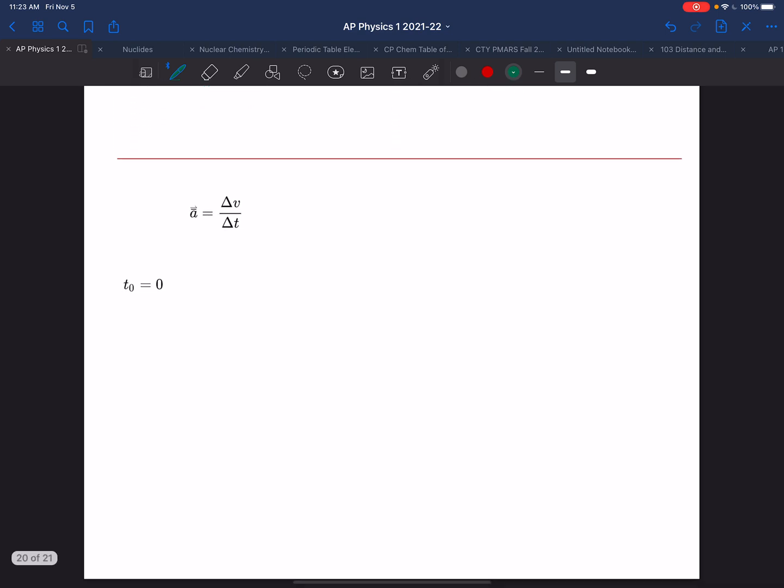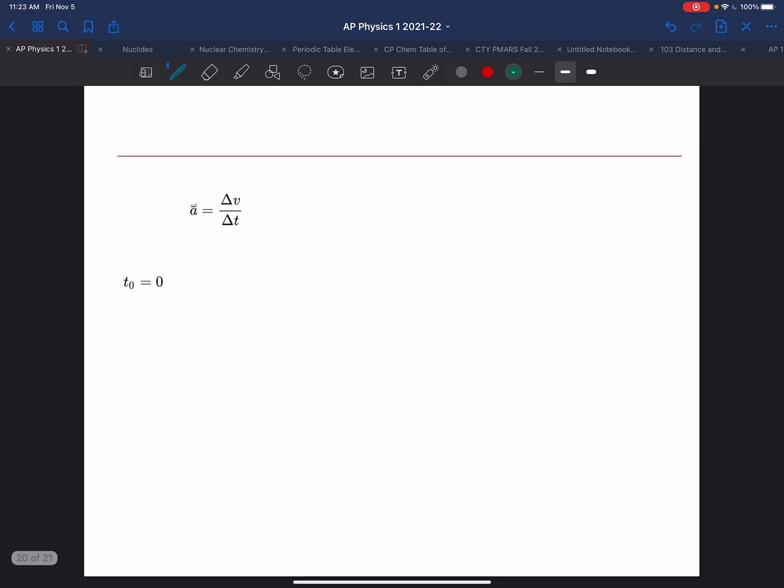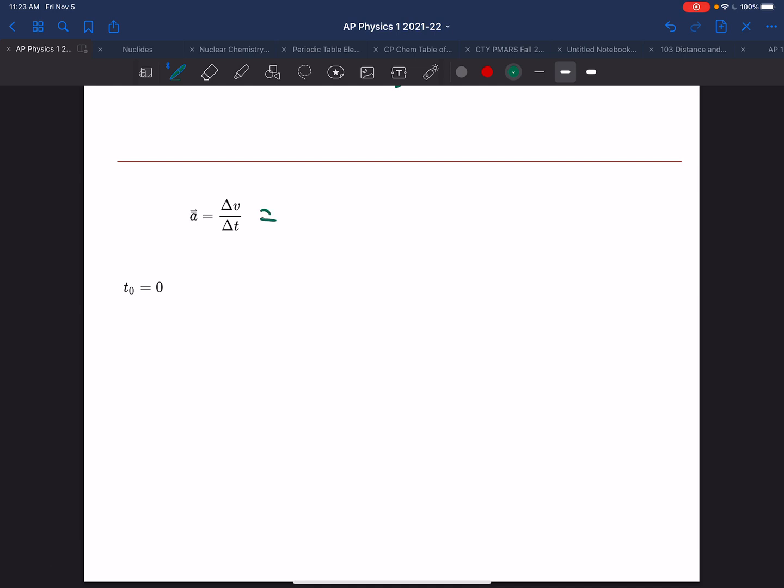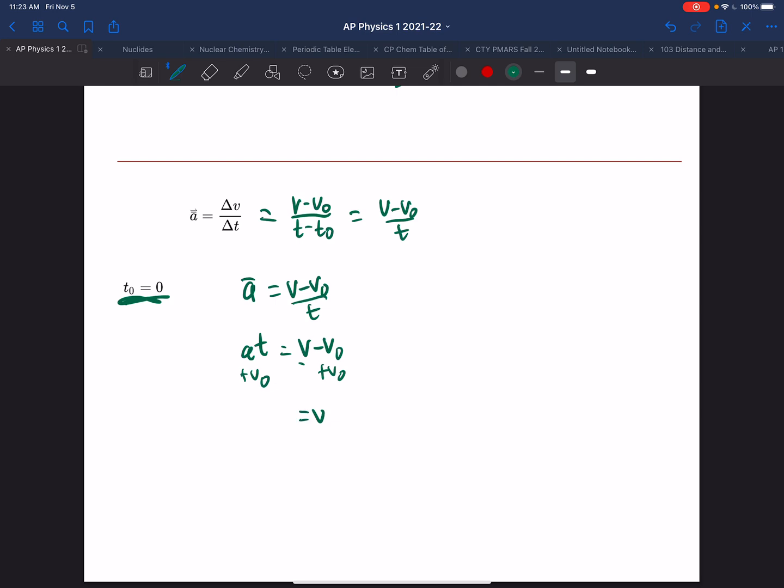And lastly here, we have the equation for acceleration. The average acceleration is delta v over delta t. Now we know delta v is v minus v0, and delta t is t minus t0. And we're saying here, let the time begin at time 0. So that gives us v minus v0 over t. So therefore, the average or constant acceleration equals v minus v0 over t. Multiplying those through, we end up with v minus v0 equals at. And solving for v, we add v0 to both sides, and we end up with v equals at plus v0.